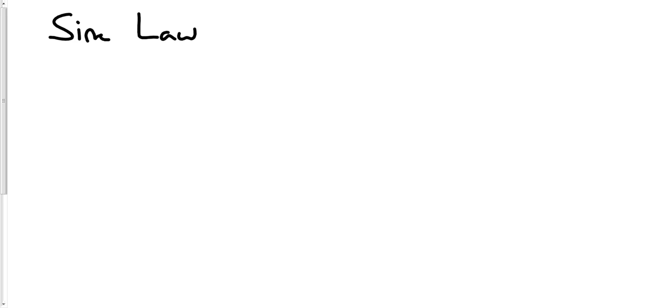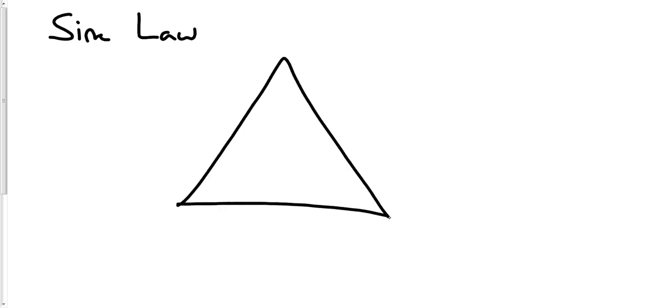Now we're going to take a look at the sine law, and sine law is a way of using trigonometry when you don't have a right angle. So for example, if we have a triangle that looks like this, you'll notice that none of the angles are right angles. What's important here is that in this triangle, none of the angles are right angles and all of the angles are less than 90 degrees.